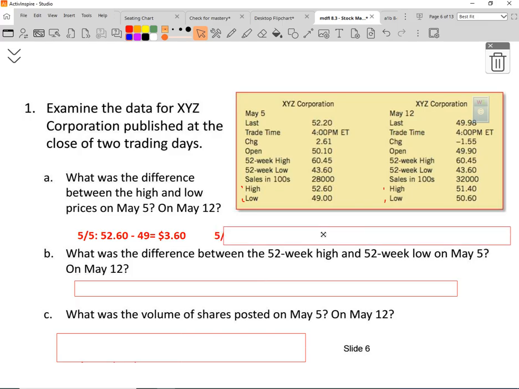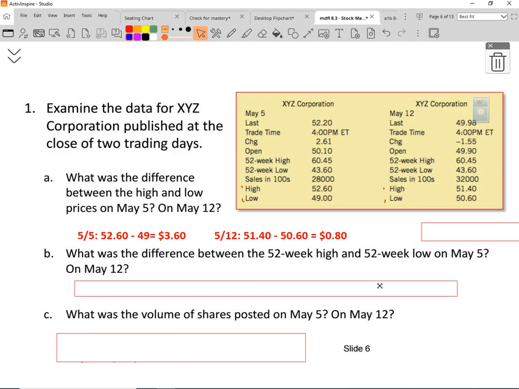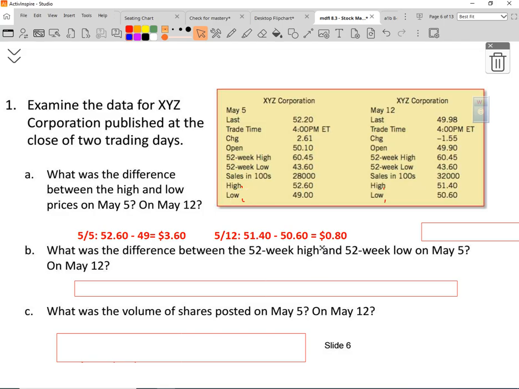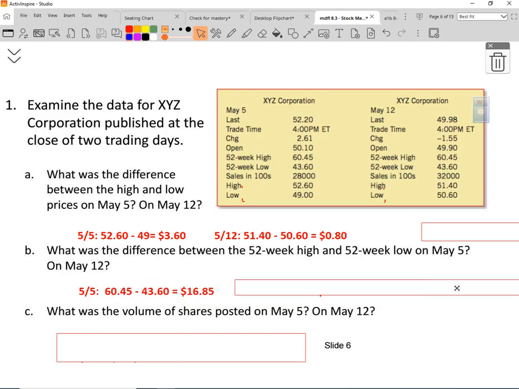On the 12th, remember 51.40 minus 50.60, these two here, for a change of 80 cents. And that is the high and low on each day. The difference between the 52-week high and the 52-week low on May 5th, sometimes it's going to be the same, sometimes it might not be the same. But in this particular case, both highs are 60.45, both lows are 43.60. We'll subtract them. And they're the same.